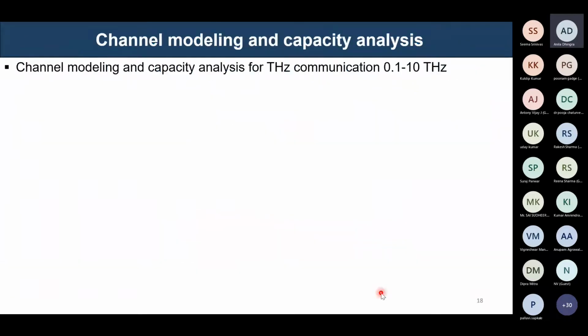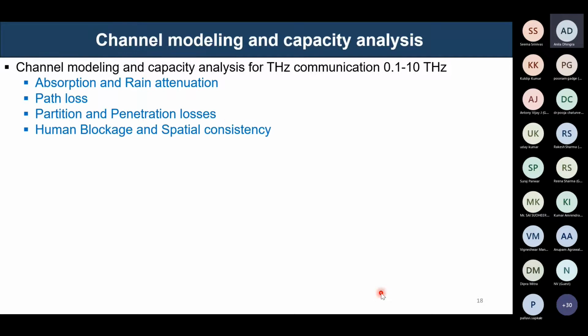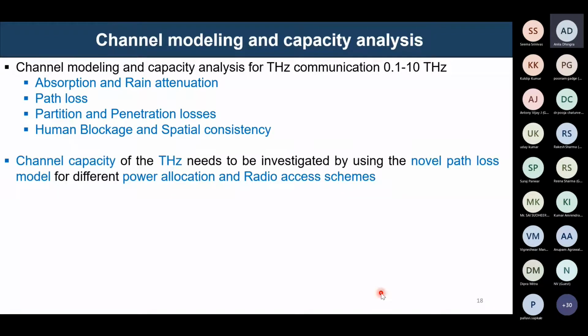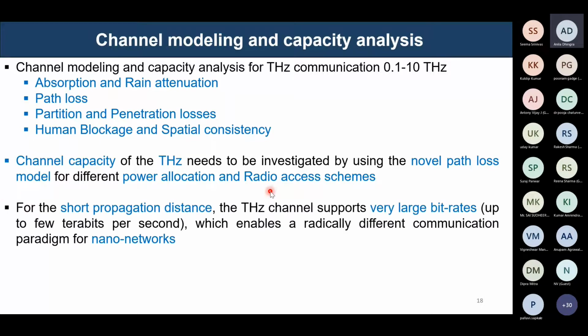If someone is looking to download this particular tool, you can download and modify it as per your research work, correct? So quickly, if I summarize, the channel modeling and channel capacity at terahertz will be impacted by absorption and rain attenuation, path losses, partition and penetration losses, and human blockages, correct? The channel capacity at terahertz needs a novel path loss model, power allocation, and new radio access technologies, because we have all these challenges. So we have to allocate the power very nicely to all the channels, and we need beamforming antennas to overcome the short propagation distance and high losses.